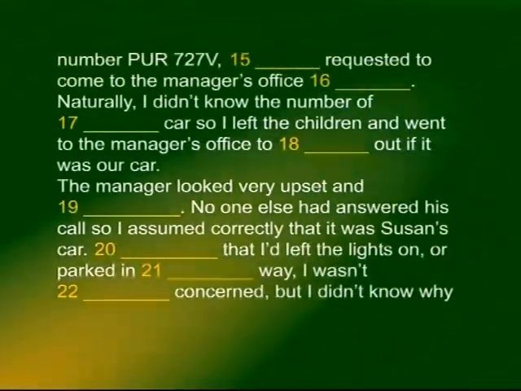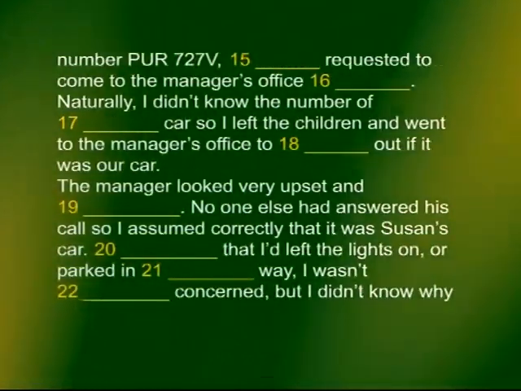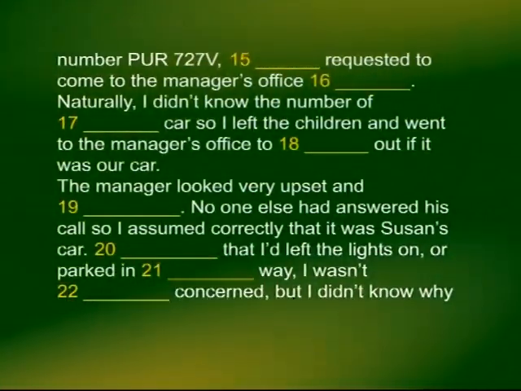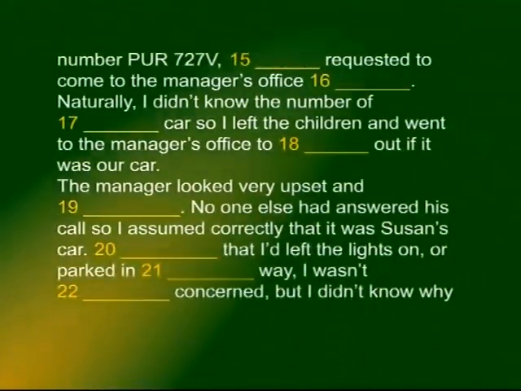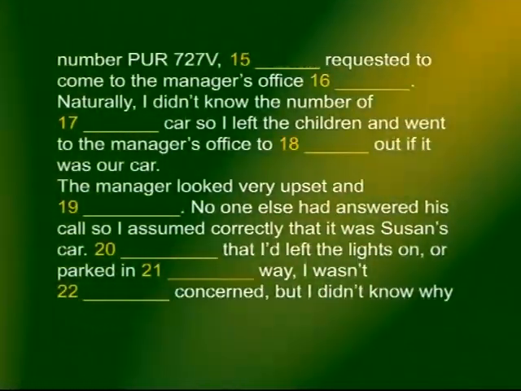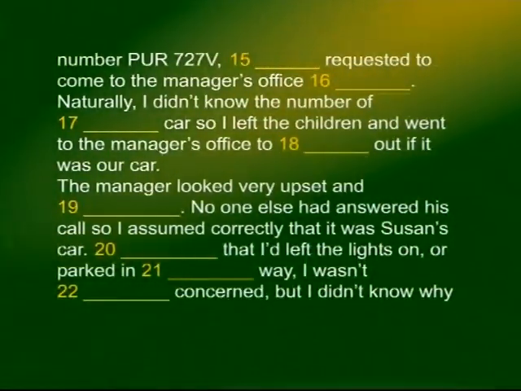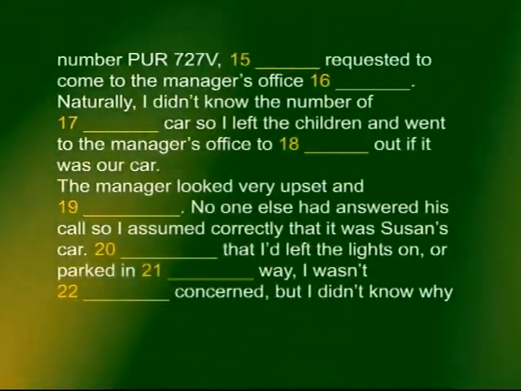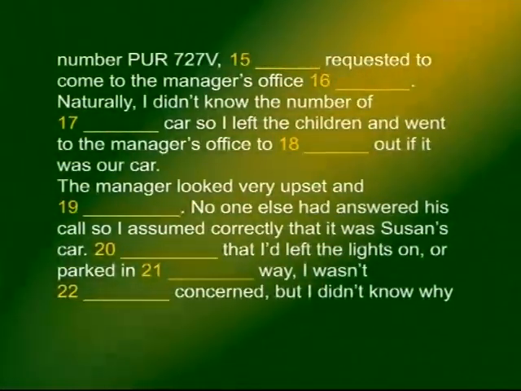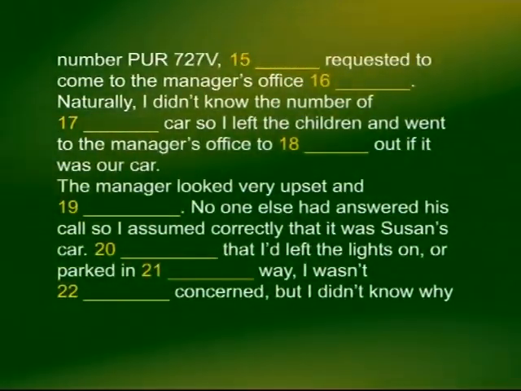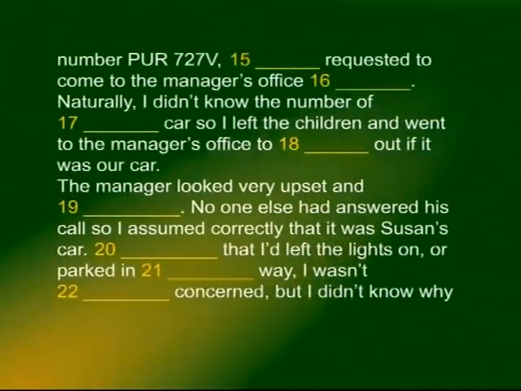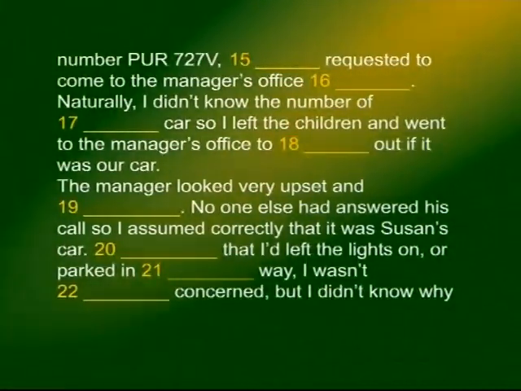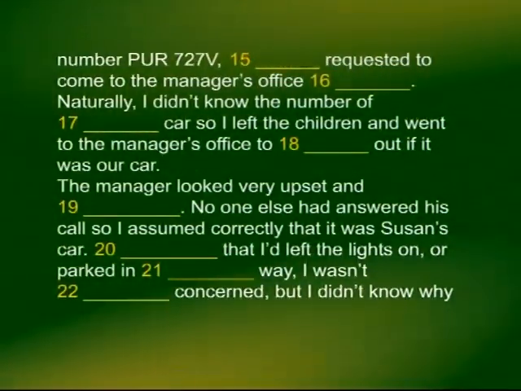The manager looked very upset and something. So what could he be? If you are upset, what happens? You are either disturbed or you are embarrassed. So you can fill the gap with either of these words. You can write, "the manager looked very upset and embarrassed", or you could say, "the manager looked very upset and disturbed". Now notice there is no gap in the next sentence, and the next gap, number 20, is at the beginning of the sentence.